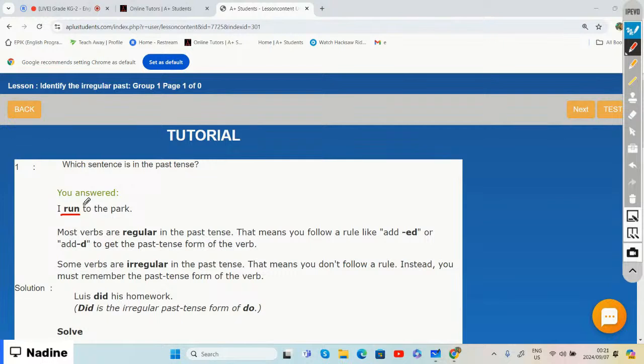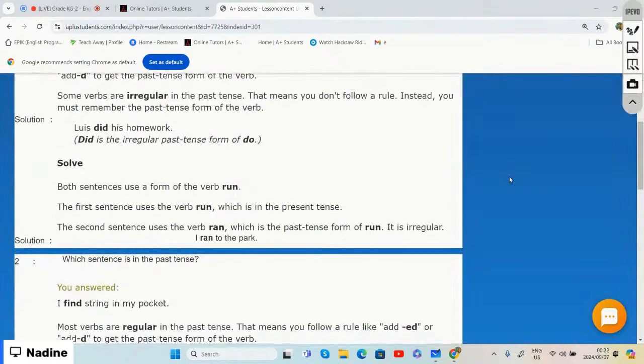The past tense of run. All right, then if we were to find out what the past tense of run is, then we can say I ran. So I ran to the park. In the past, I ran to the park. So ran is correct. Well done.